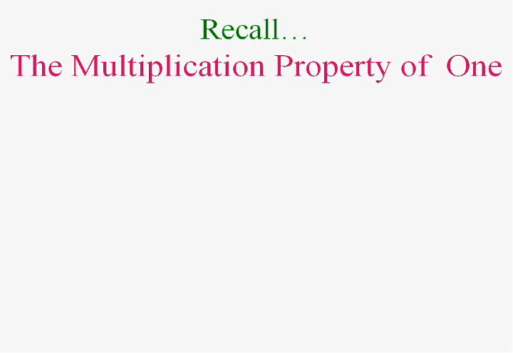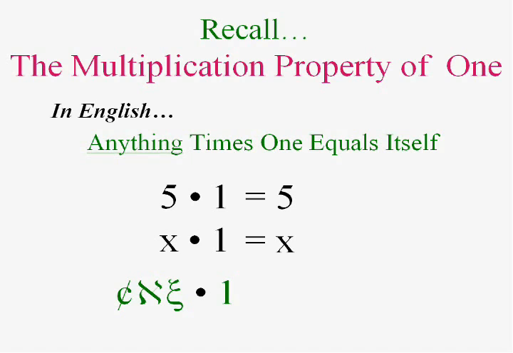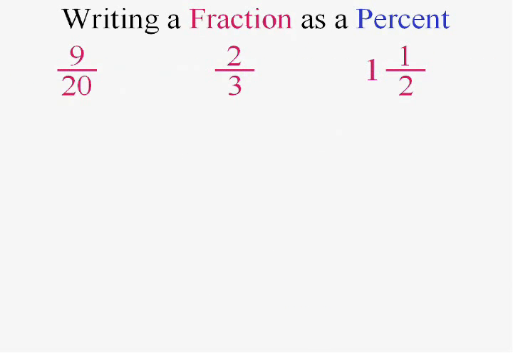Now I need you to recall the multiplication property of 1. In English, it says anything times 1 equals itself. 5 times 1 equals 5, equals itself. X times 1, anything, even a letter, times 1 equals itself. Anything times 1 equals itself. Now that's important to recall when we talk about writing a fraction as a percent.